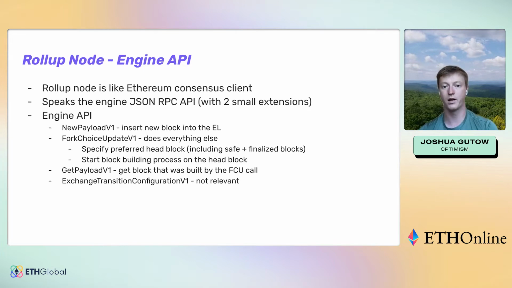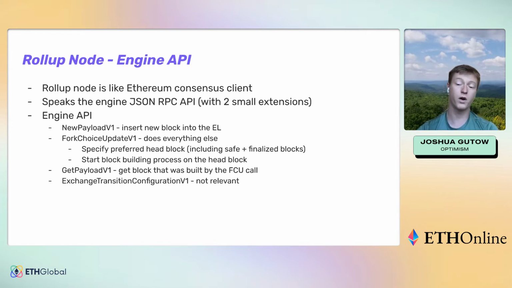Fork choice update is a little more complex because it does 2 things at once. It sets a head block, including safe and finalized blocks. And if you give it an optional parameter, it starts the block building process and returns a reference to that in-flight block. If you want to get that in-flight block that it's building, you just call get payload. And that's basically it. This is a pretty standard API, specified by Ethereum, and it makes it really easy to include new execution clients. OP Aragon, for example, is not that much work to port over, a 1,000-line diff.